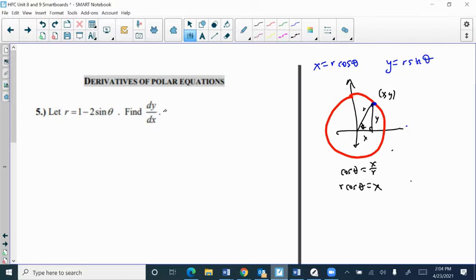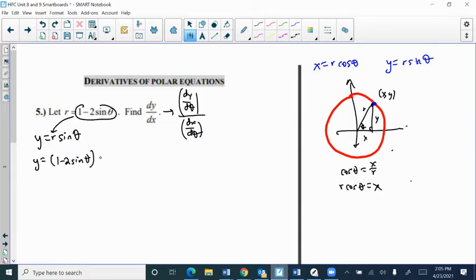So if we want to find dy/dx, that means we need to find dy/d theta and then divide by dx/d theta. If I can find those two, then I take the quotient. The first thing I'd have to do is write y in terms of theta. If y equals r sine of theta, and I know what my r is, I'm going to input that. So y is equal to the quantity 1 minus 2 sine theta times sine of theta, or, if I distribute that, sine of theta minus 2 sine squared of theta.